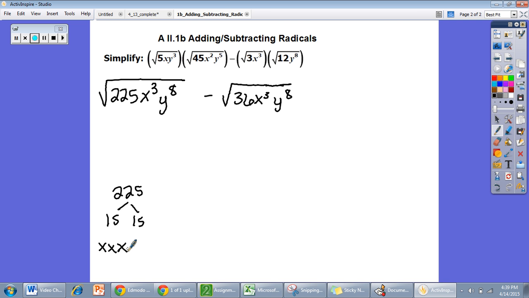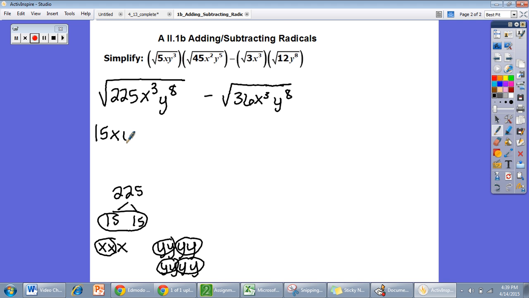X, X, X. I have 3 of those. And I have 8 y's. So groups of 2, groups of 2. So this reduces to 15x y to the 4th. And the only thing I have left over that wasn't circled was the x.